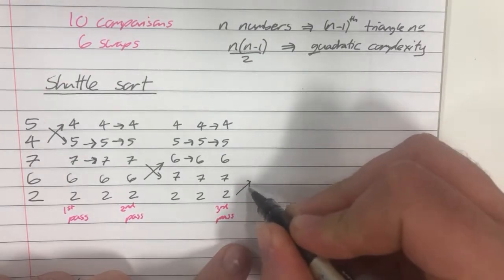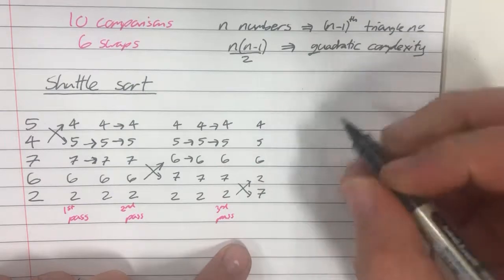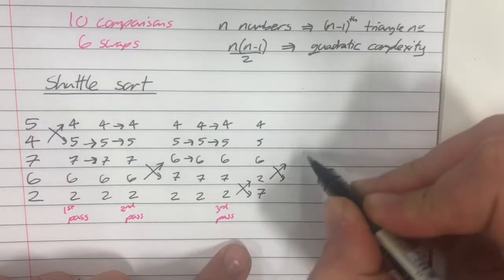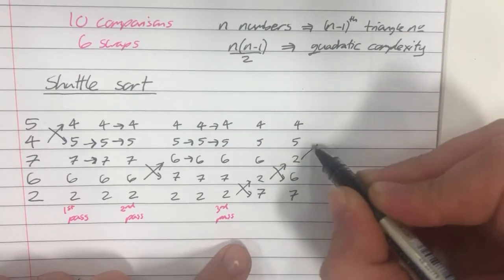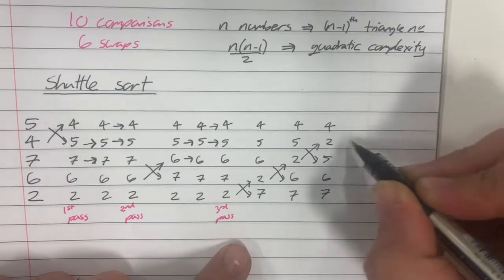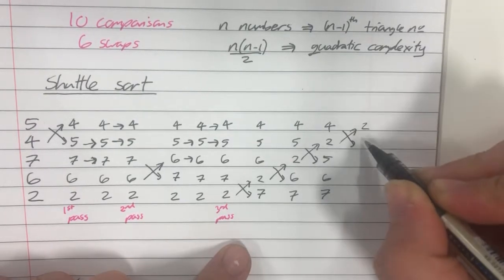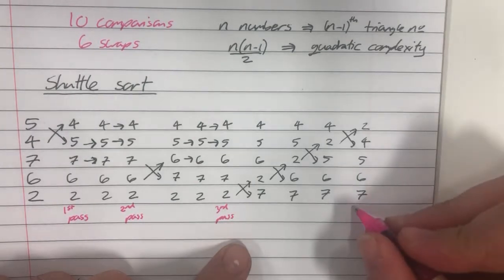So for the final pass then, we're going to swap the 2 and the 7. Then we swap the 2 and the 6. Then we swap the 2 and the 5. And then we swap the 2 and the 4. And that is the fourth and final pass finished.